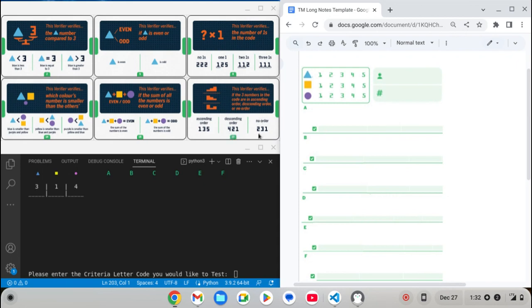Let's take a look at the example 231. Notice it goes from 2 to 3, it increases, and then it goes from 3 to 1, decreasing. Of course, you could also have a code that is decreasing and then increasing, but it's basically that shift from one direction to the other that defines a 3-digit code as having no order.